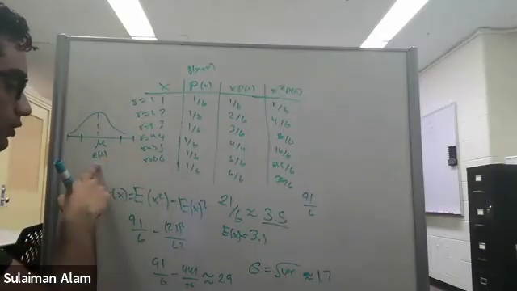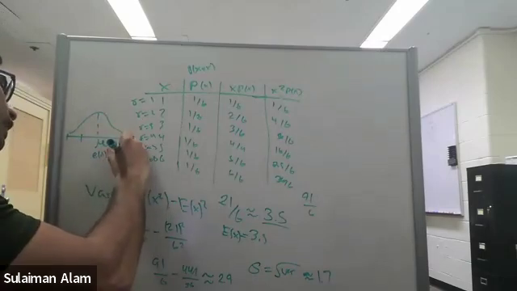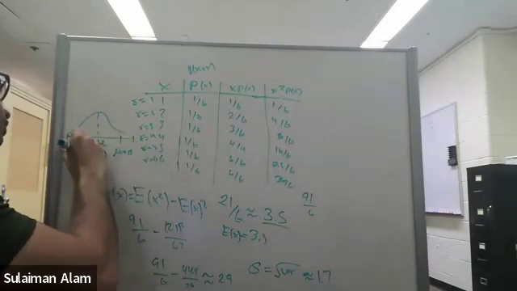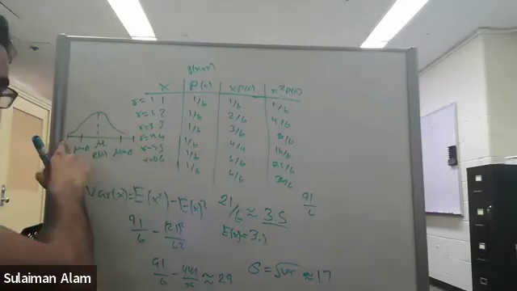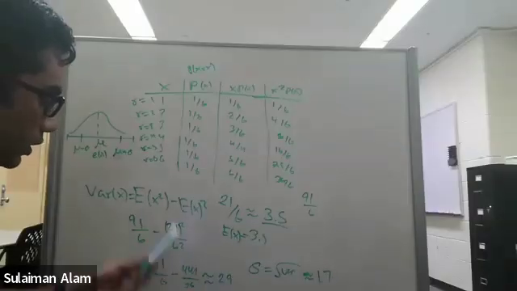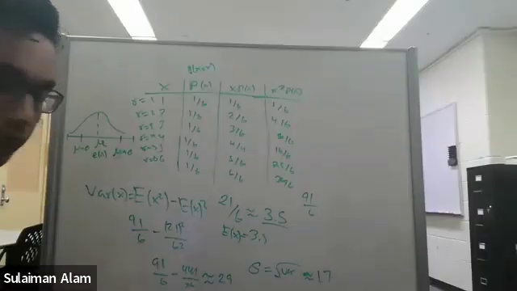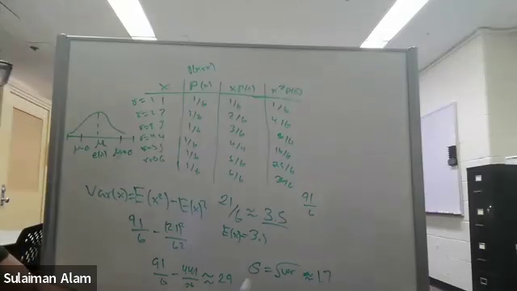So if this is E of X, this is the average plus 1 standard deviation, this is the average minus 1 standard deviation. This is if you add 2, this is if you subtract 2, etc. That's the whole idea of variance. Variance is the difference from the expected, and from the variance we can get the standard deviation.